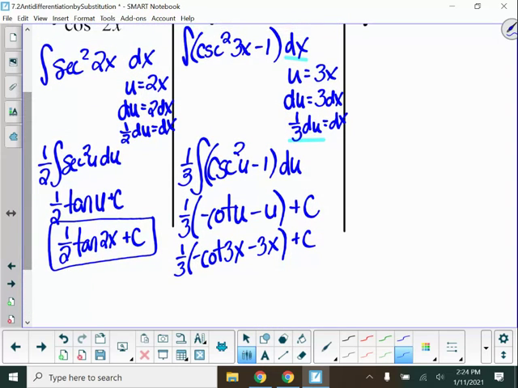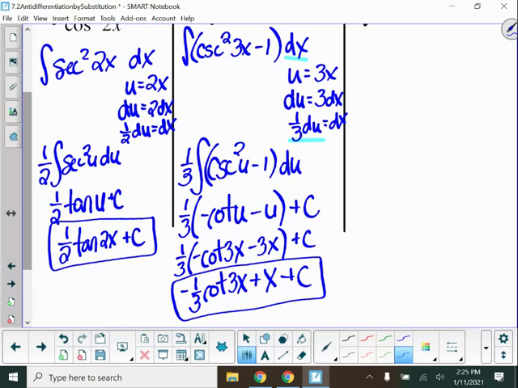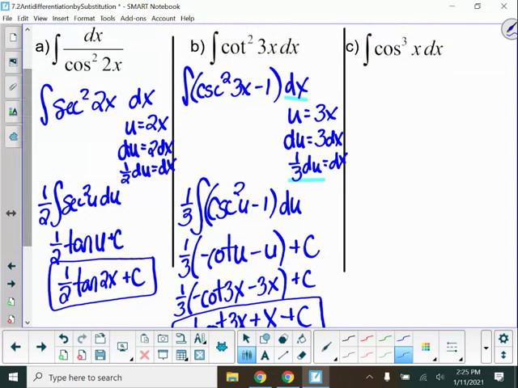And then when you distribute that 1/3, you get negative 1/3 cotangent of 3x plus x plus c. So the 1/3 times the negative 3x actually simplifies to just an x. So something to keep in mind with that. I am going to have to scroll back up to do the next question, and the next one does involve a bit of rewriting in order to get to something where we can actually work with what we have.